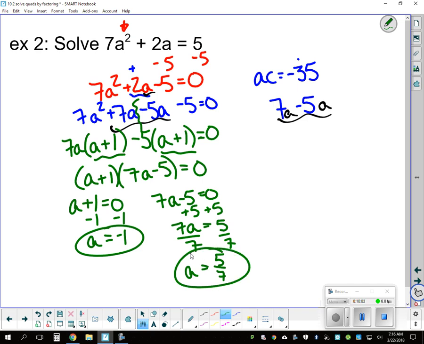Please make sure when you are working these by yourself, you check your answers. It takes you 2 seconds in your calculator to type these in. Plug -1 in, see if it works. Then plug in 5/7, see if it works.